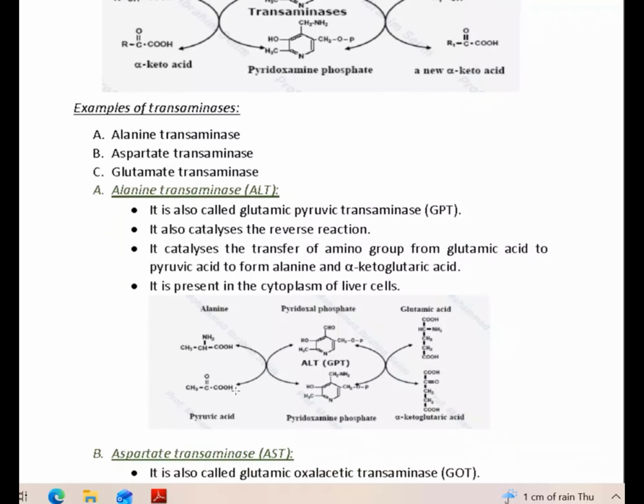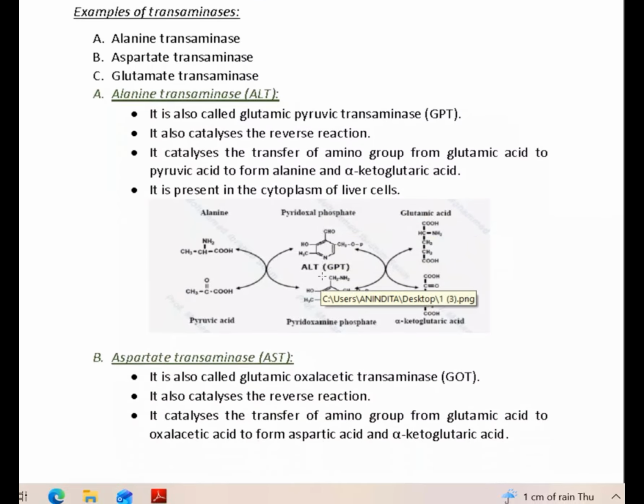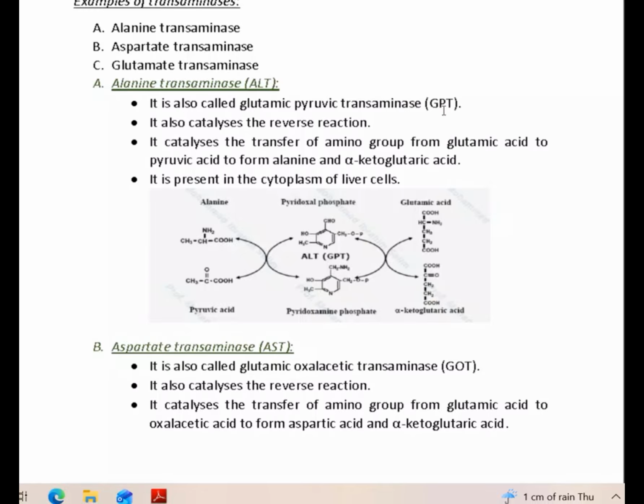Now second is the aspartate transaminase. If you see the aspartate transaminase, it is also one of the important enzymes, SGPT and SGOT, which we have already covered in our lecture on enzymes. It is also called glutamic oxaloacetic transaminase. It also catalyzes the reverse reaction. It catalyzes the transfer of amino group from glutamic acid to oxaloacetic acid to form aspartic acid and alpha ketoglutarate. So this is an example of how alpha ketoglutarate is formed from glutamic acid.